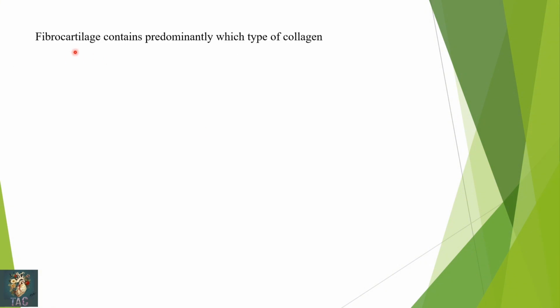Next MCQ is, fibrocartilage contains predominantly which type of collagen? Type 1, type 2, type 3, type 4 or type 6, and the correct option is A, that is type 1. The fibrocartilage is formed by type 1 collagen fibers.